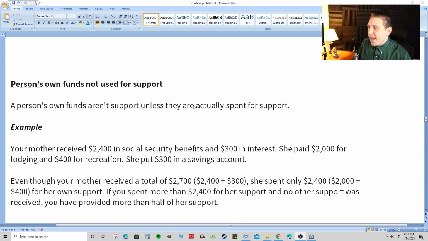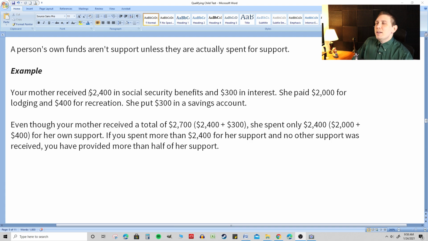Let's skip on down. I have an example here. It says your mother received $2,400 in Social Security benefits and $300 in interest. She paid $2,000 for lodging and $400 for recreation. She put $300 in a savings account. Even though your mother received a total of $2,700, she spent only $2,400 for her own support. If you spent more than $2,400 for her support and no other support was received, you have provided more than half of her support. That's just one example.